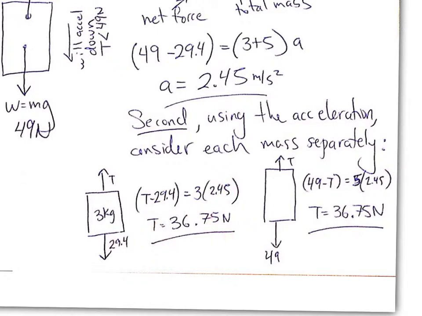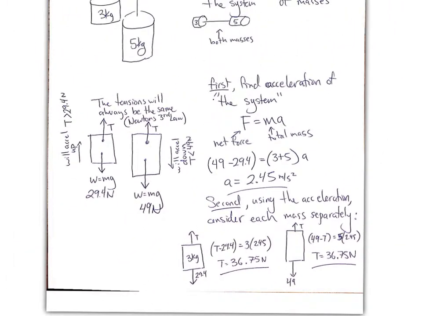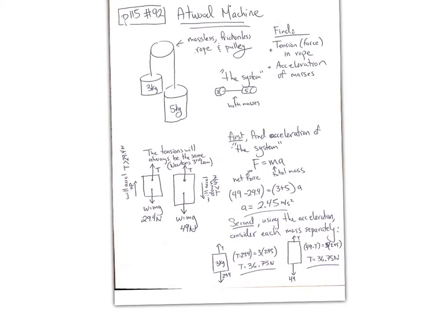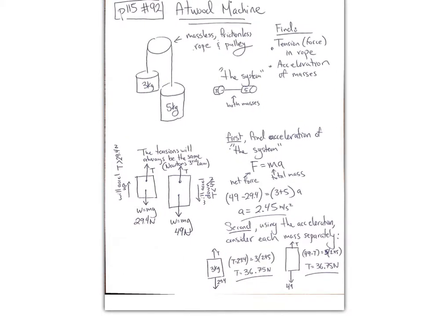We do the same thing for the large mass. Notice how it is weight minus tension, because weight is greater than tension, and the acceleration is 2.45, mass of this is 5, and we get tension equals 36.75 newtons. If you were solving something like this and you ended up with different values, you know you made a mistake somewhere. Okay, so that's a description of how to calculate the acceleration and tension in the rope of an Atwood machine.